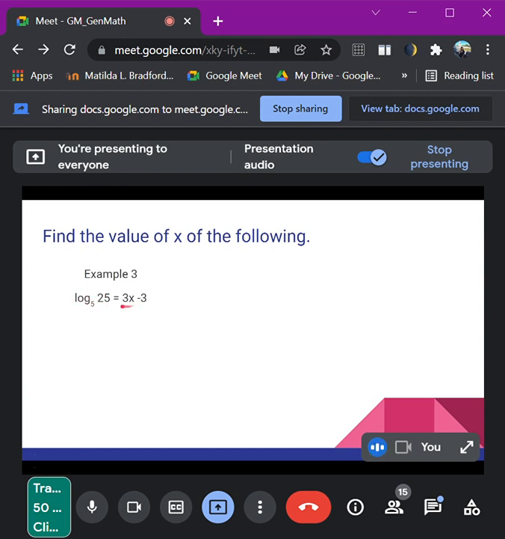So, we're going to have this one, ang kani siya 25. That would be your left side or pwede po sa right side. And then your 5 there is your base. And then your 3x minus 3, that would be your exponent. So, ma-form niya, it will look like this. 25 is equals to 5 raised to 3x minus 3.